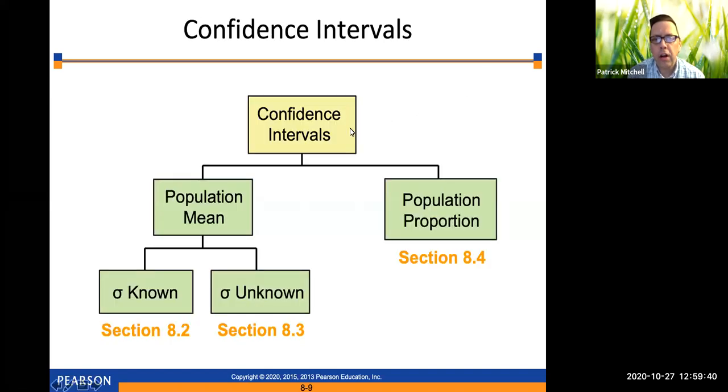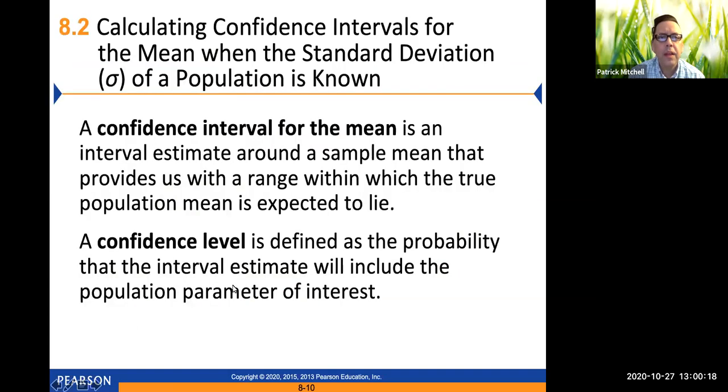So here you see a chart that describes the different situations we're going to look at in this chapter. There are two types of confidence intervals that we'll look at. Confidence interval for the population mean, we'll look at that first. And then later we'll look at confidence intervals for population proportion. The calculation of the confidence interval for a population mean depends on whether your population standard deviation is known or unknown. So we'll start with the known case, the sigma known case, in section 8.2. All right, so that's where we are right now.